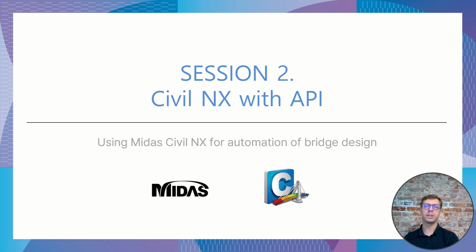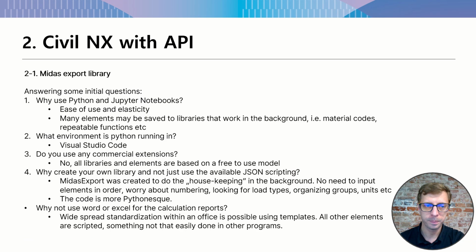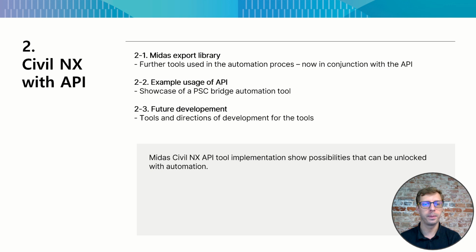Now on to the second session. So now working with the Civil NX and the API. So first, the MIDAS export library. I wanted to show a basic example of how this can be used, how one can be integrated with the other. Then an example of the API in process, and some final thoughts about future developments and how to continue with this.